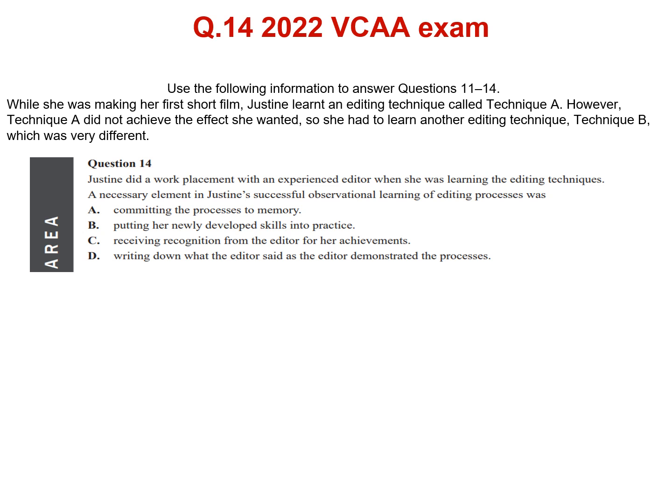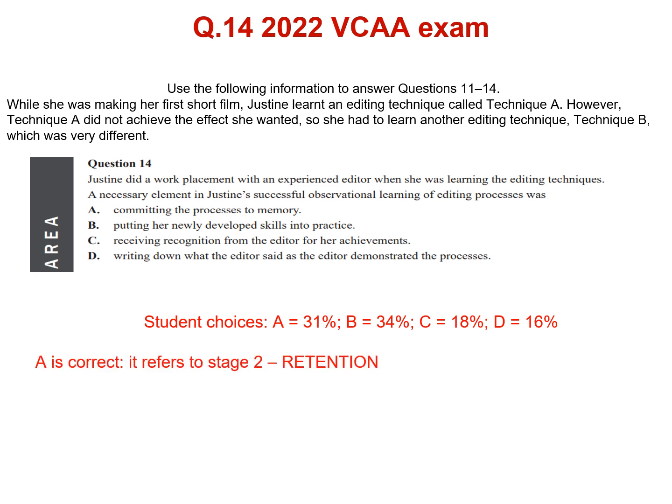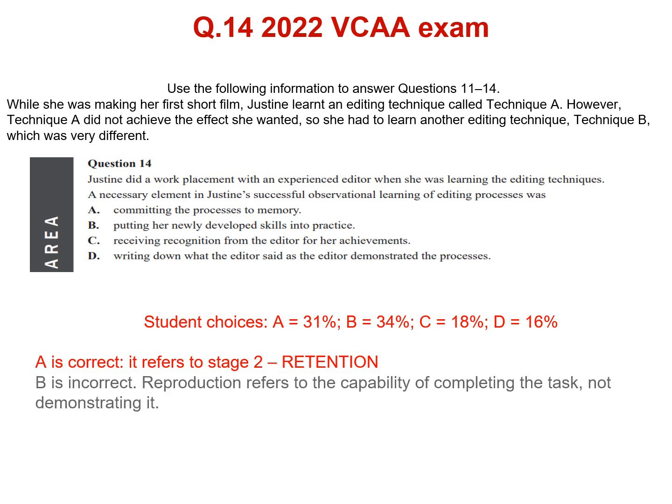Just to further illustrate this, check out this question from a couple of years back. We've got Justine learning an editing technique for filmmaking, and we've been asked which stage of observational learning applies to this editing process. Students were split on this, A, B, and again, we've got double figure percentages for all 4 options. This is a good question in terms of really stretching students' understanding of the detail of observational learning. A is the correct response, even though it wasn't the most popular one.